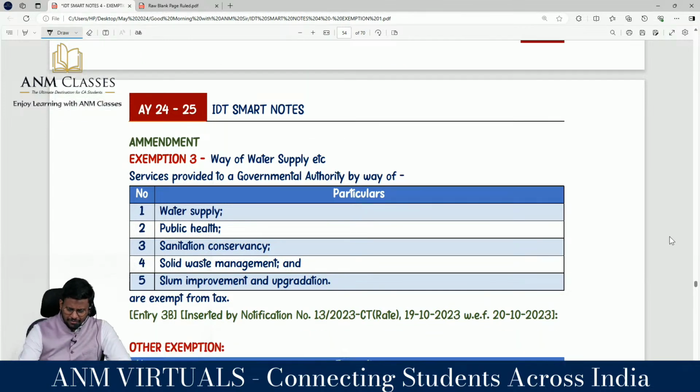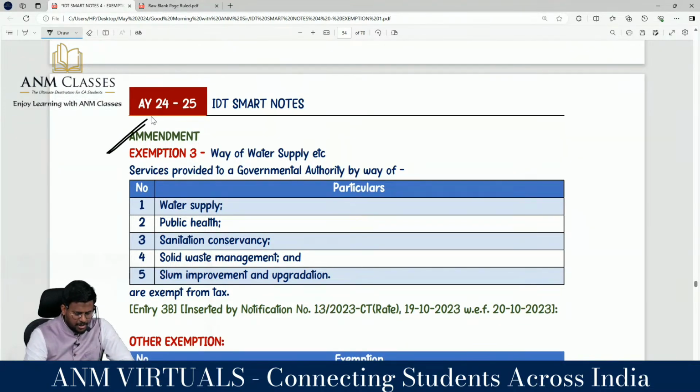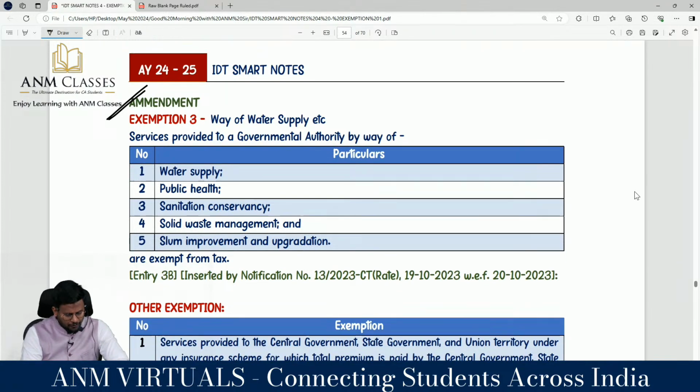Sir, they have added actually one more item. This is an amendment. A new item has been added. Services provided by way of water supply. Service provided to a governmental authority by way of water supply, public health, sanitation, conservancy, solid waste management and slum improvement and upgradation are exempt from GST. This is a new addition in the exemption, my dear lovable students.